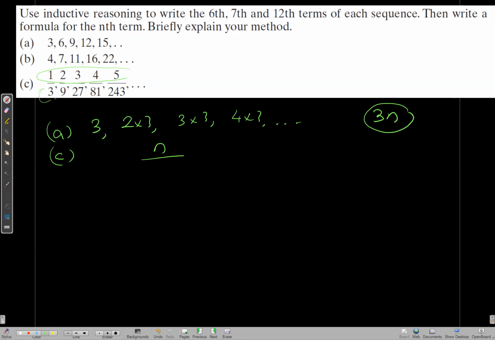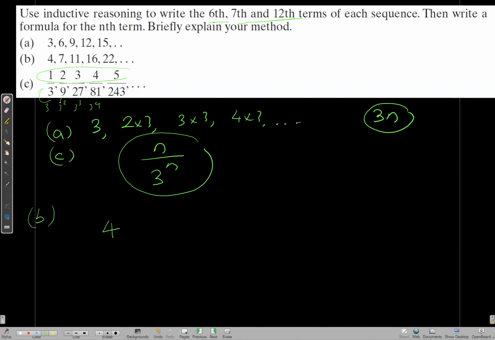Denominator 3, so 3, and here 3 squared, 3 cubed, 3 to the fourth, so n over 3 to the n. That's the general term, and you can easily find these terms by plugging in n equals that value. And I'm interested in part B, so let's first do it.